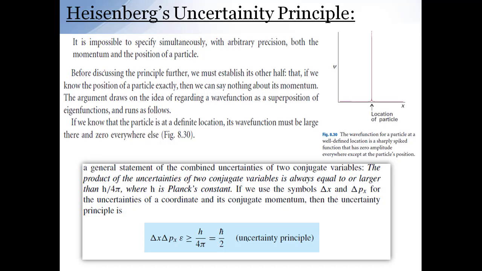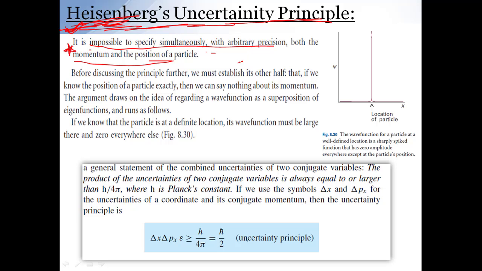Now before moving to the next postulate, let's see some things about Heisenberg's uncertainty principle. This you have already encountered in 12th class. I am just repeating it, and we will see some other forms of Heisenberg's uncertainty principle also. At first, let's see what Heisenberg's uncertainty principle tells us. It tells that it is impossible to specify simultaneously both the momentum and position of a particle. So it is impossible to determine both the position and the momentum of the particle simultaneously.